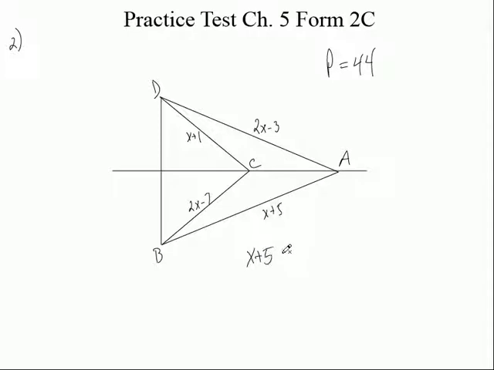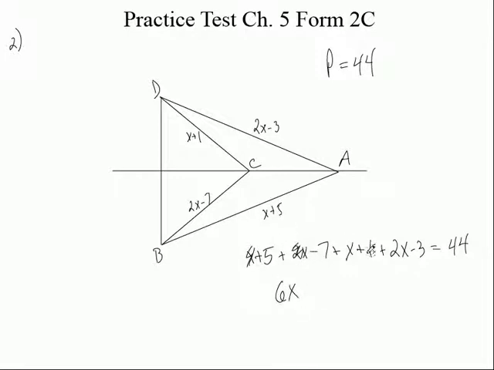Doesn't matter what order we add them. We'll go x plus 5 plus 2x minus 7 plus x plus 1 plus 2x minus 3. All that adds up to be what? 44. Now we should be able to do some algebra, right? And then solve for x. So let's add up the like terms first. I got 1x plus 2x, which is 3x, plus 1x is 4, plus 2 is 6. So it's 6x. Everybody see that?